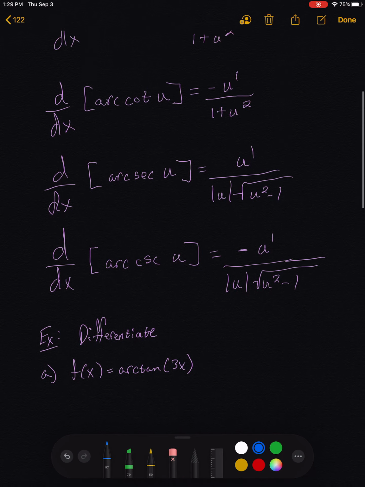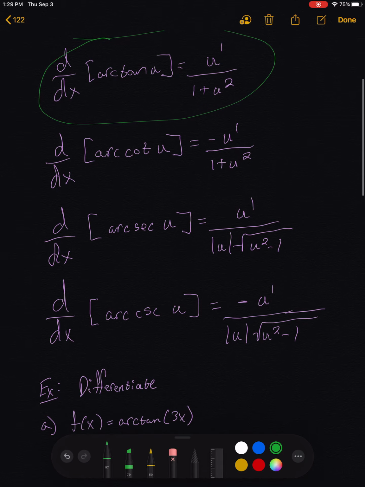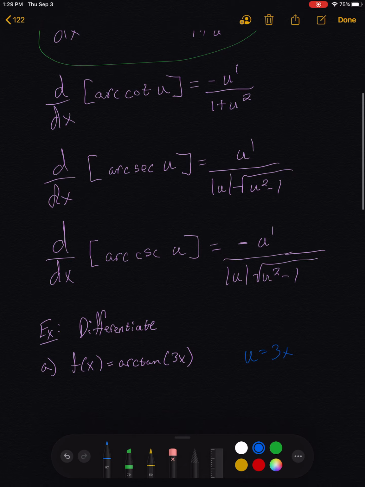So if we go to our derivative rule for arctangent of u, that would be this one here. So we have that its derivative is going to be u prime over 1 plus u squared. So let's identify, in this case, what our u would be. We want to take the derivative of arctangent of 3x, so that means that our u is 3x, and so u prime would just be 3.